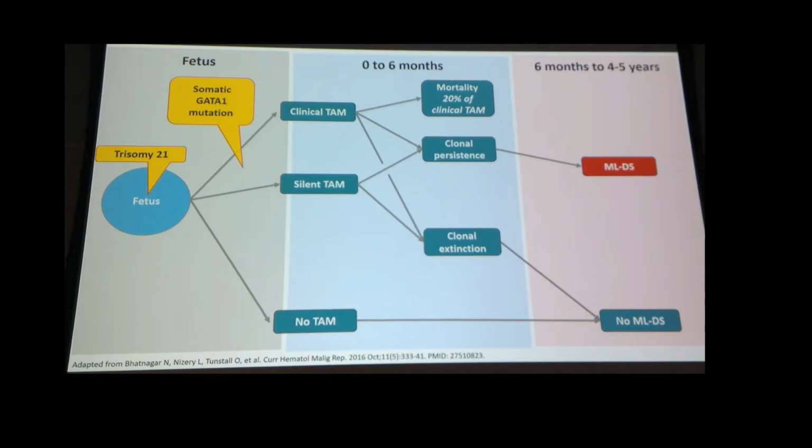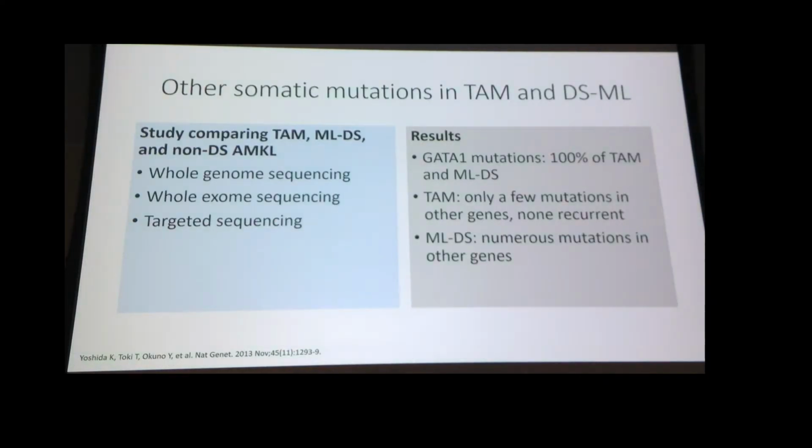But these abnormalities alone seem like enough to produce TAM, but not quite enough to cause a baby to develop acute leukemia. For that, we get persistence of this clone, and then additional genomic or genetic abnormalities happen. That clone might be selected for, and at that point, the child will develop MLDS. So these additional genetic abnormalities can be thought of as a third hit. What are the other somatic mutations besides GATA1 in TAM and MLDS? Well, a lot of researchers have tried to figure this out.